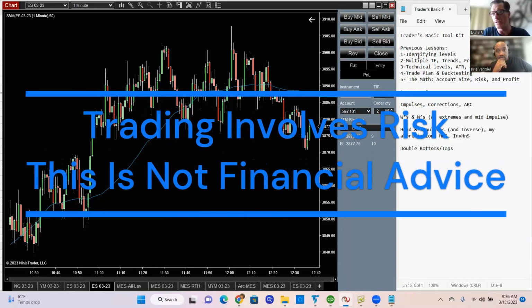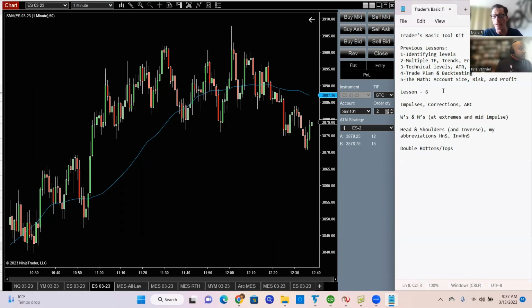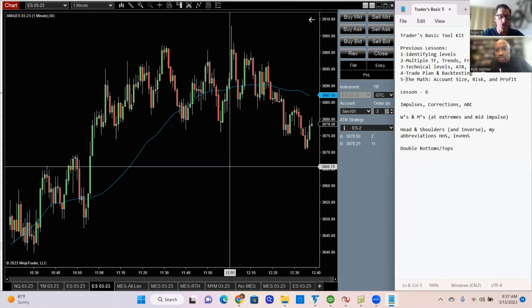So, Trader's Basic Toolkit. Previous lessons: identifying levels, multiple time frames, three technical levels. We did a trade plan, and we did some math on profit targets with regards to your account size, not profit targets with regards to your trade so much. This is lesson 6: impulse corrections, ABC, W's and M's, head and shoulders, and double bottoms. It's actually a lot, so I'm going to make this more like an intro and just touch on some of these.